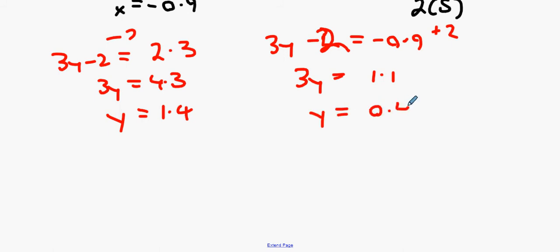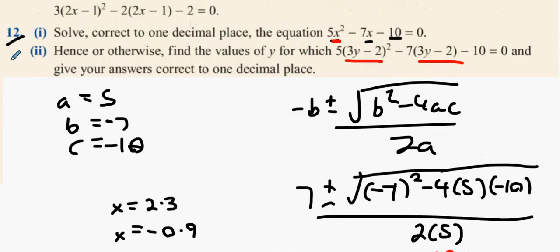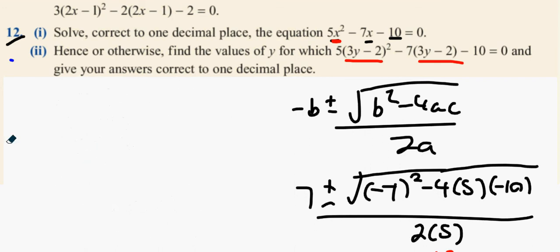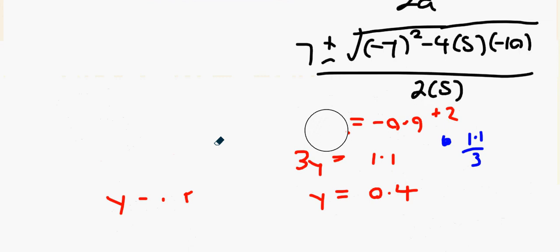Who got 1.4 and 0.4? Okay. That's because you did 4.3 divided by 3 and 1.1 divided by 3 as well. Okay. So we move on. On to 14. Can't imagine 14 being too much more difficult. Let's find out.